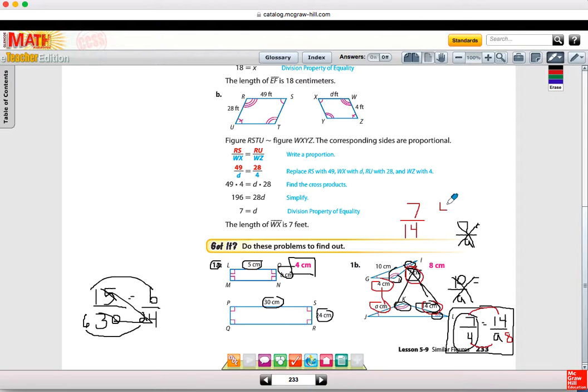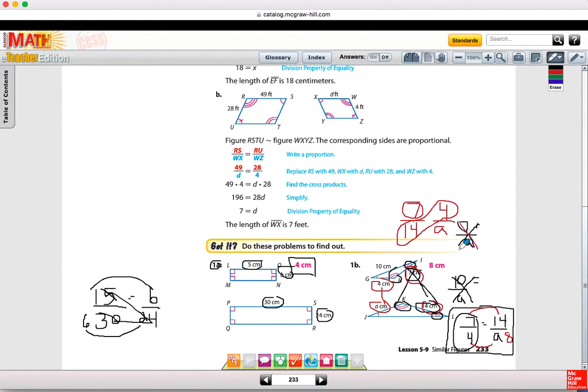Okay, so it is okay to write these proportions in different ways. No matter how you set them up, you're still going to get the same answer. So we have 14 times 4, which is 56. And then 56 divided by 7 is also 8. So either way would have worked.